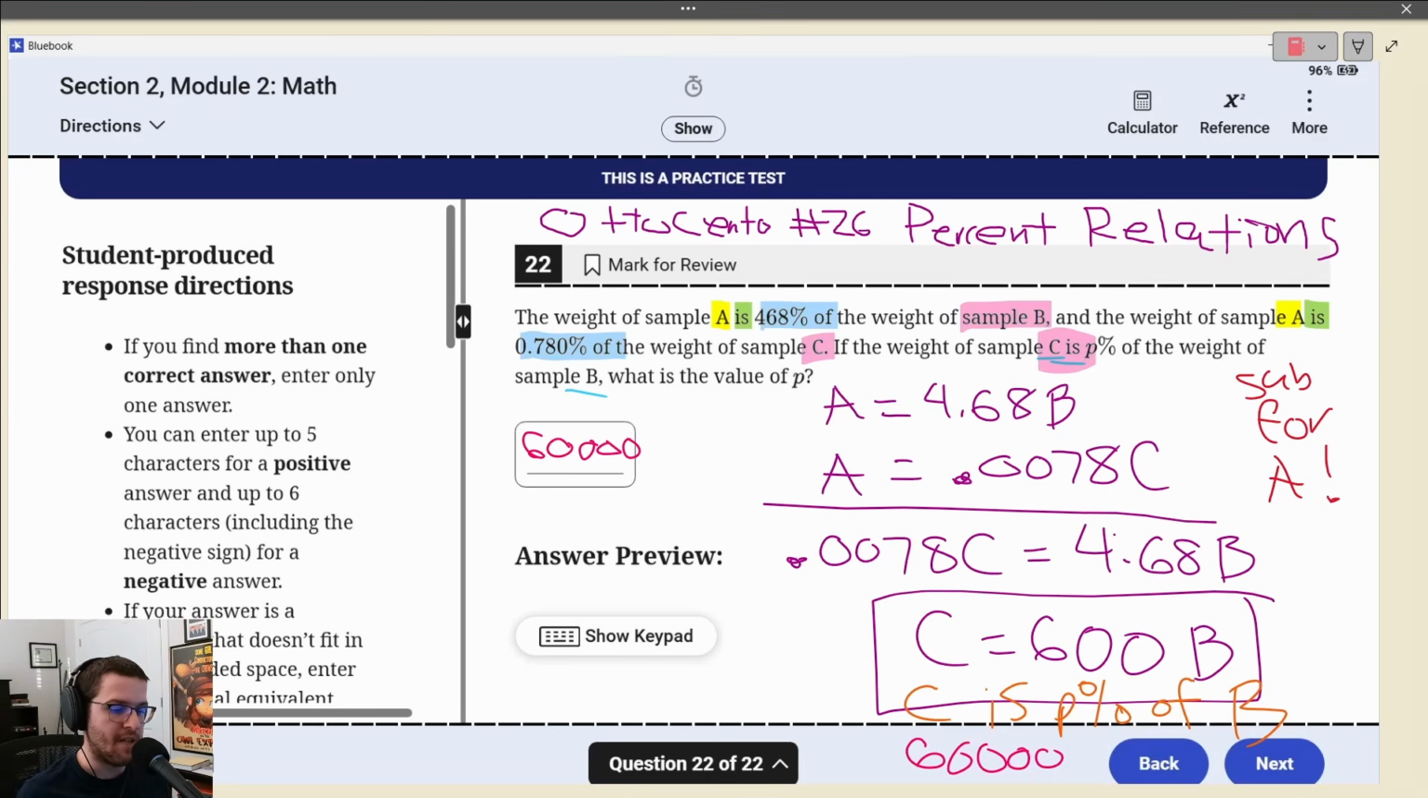I want to point out, guys, that if it asked for a P% increase, if it said C was P% more, what you would do would be different. So you got to read it super carefully every single time. You got to know that percents formula sheet like the back of your hand, and you should really go do the practice problems in the OTA tutorial number 26, percent relations. They love asking these.